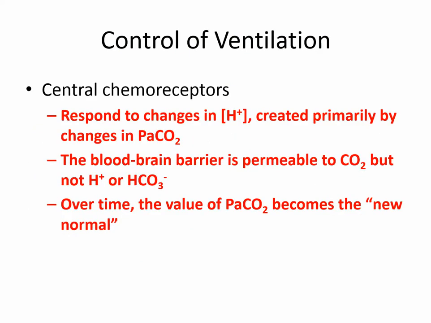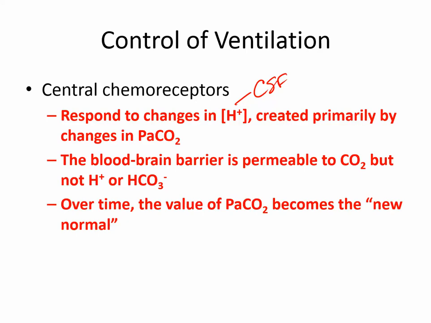So I'd like to summarize this presentation then in about 3 slides. The first one is the central chemoreceptors. They respond to changes in hydrogen ion concentration created primarily by changes in the PCO2, and this should be labeled as CSF hydrogen ion concentration.